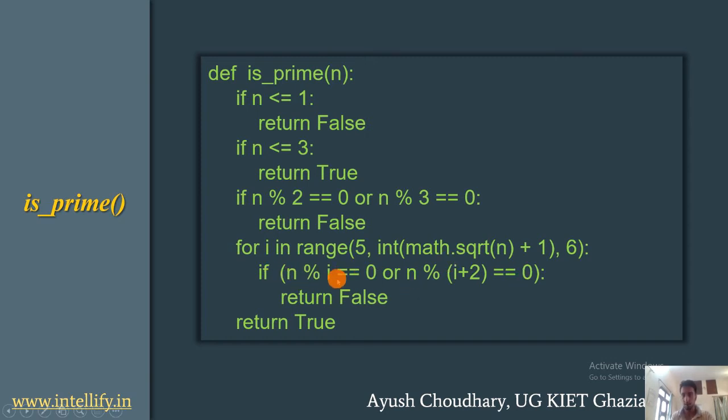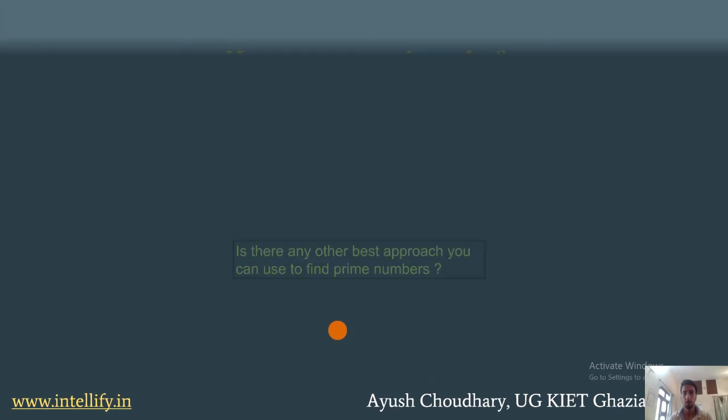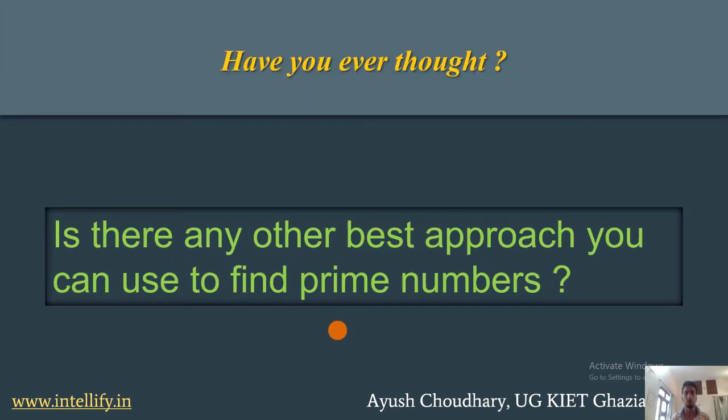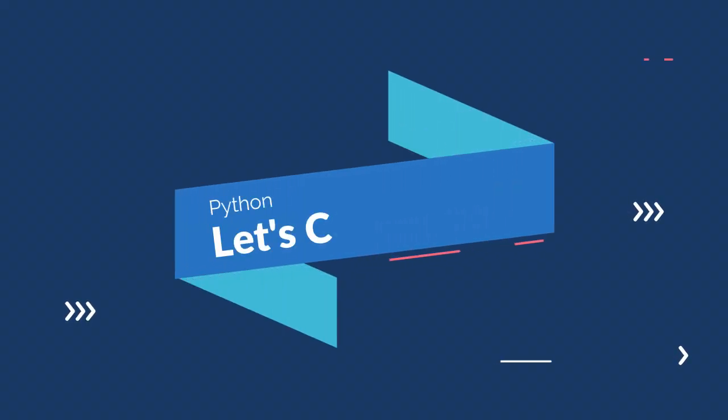So if it is divisible by any of them, it will return false, and if it is not divisible by any of them, I have specified 4 conditions here, it will return true. So true here means that it is a prime number. Okay, so this is the way we'll be dealing with it here. And have you ever thought, is there any other better approach you can use to find prime numbers? So that's your homework. Let's see how we can use the best approach to find prime numbers.